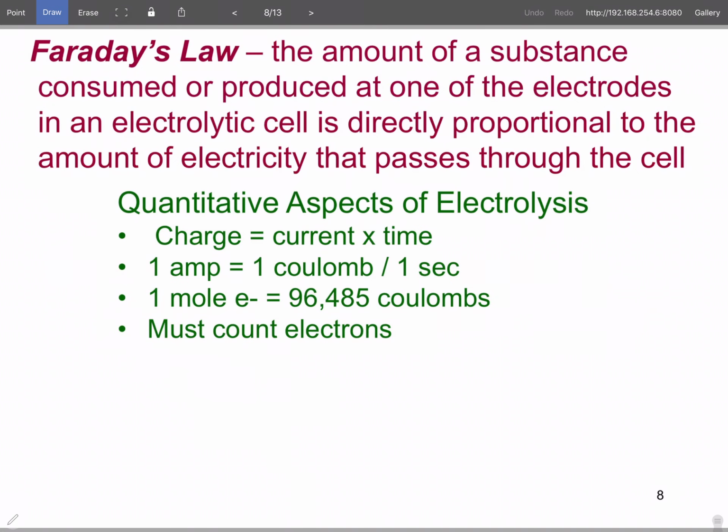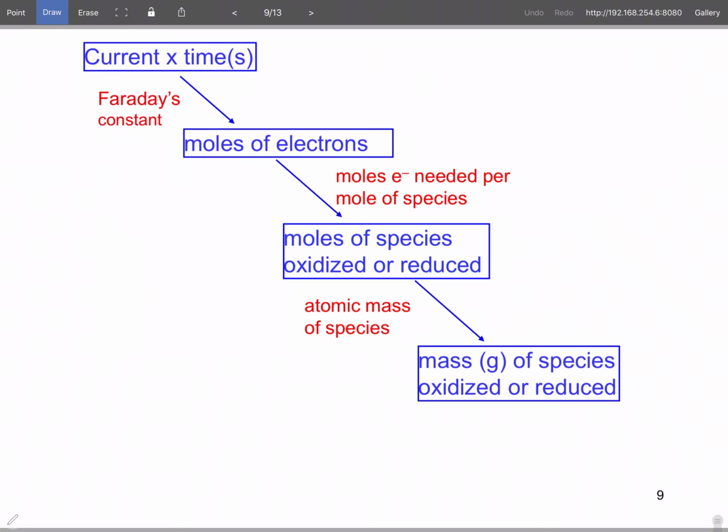And if we do that, then Faraday's law comes into play, which is the amount of a substance consumed or produced at one of the electrodes in an electrolytic cell is directly proportional to the amount of electricity that passes through the cell. Okay, so charge is current times time. 1 amp is a coulomb per second. And a mole of electrons is that many coulombs. That's Faraday's constant. It doesn't matter what we're doing, you must count the number of electrons that pass through. So when you work a problem, just like anything else, it really boils down to stoichiometry.